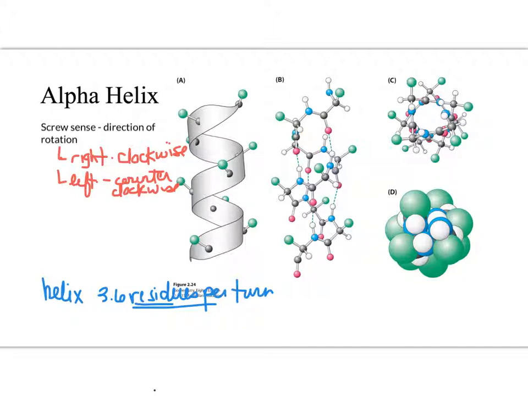We have what's called a pitch of 5.4 angstroms. And when we're talking about the pitch, it's the distance, if we're looking at the structure here, between the green balls on one side of the structure. So here to here. Okay, that's our pitch. So we can describe in a little bit more detail what's going on with this structure.